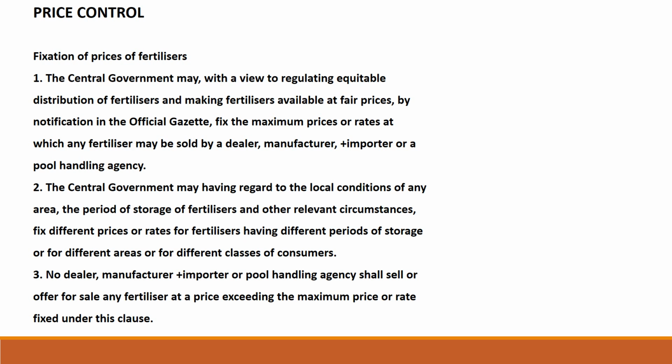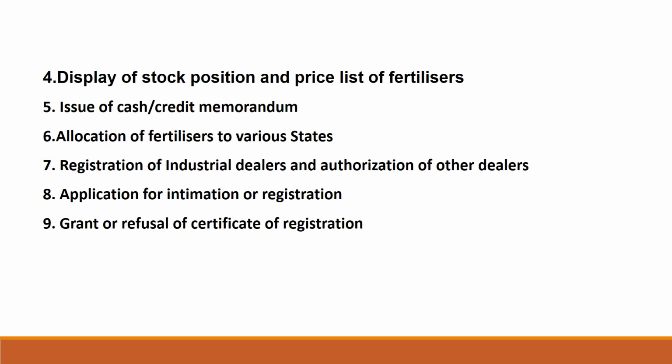Another thing the Fertilizer Control Order does is price control. They have set a fixed price so that the farmer can benefit; industries, wholesalers or sellers can sell only at the maximum price set for the dealer or wholesaler, which limits how much they can charge for the fertilizer. Second, display of stock position and price list of fertilizer is compulsory. There is issue of cash credit memorandum, and allocation of fertilizer to various states is done by the central government, so that everyone can benefit under the FCO.